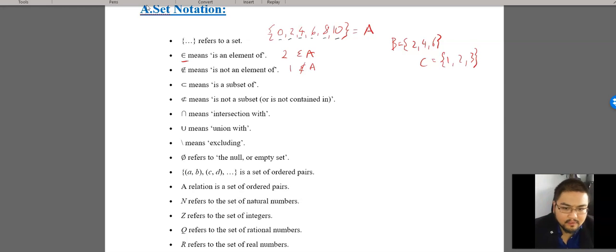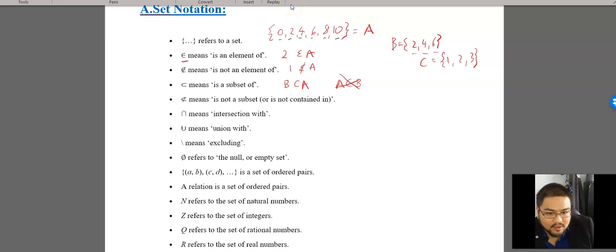So this next symbol represents 'is a subset of'. If you look at the elements in B, B has 2, 4, and 6, and 2, 4, and 6 also exist in A. All the elements in there have to exist in A, then we can say B is a subset of A, because every element in B exists in A. It's not A is a subset of B. Subset means it's pretty much the smaller part of the larger set.